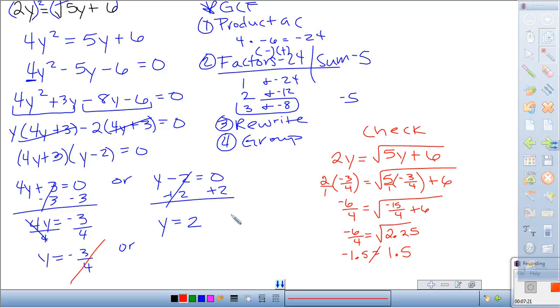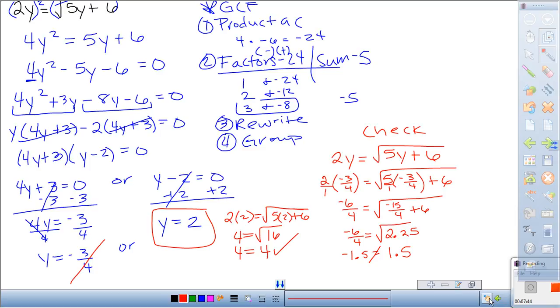Let's check 2. So I have 2 times 2 equals the square root of 5 times 2 plus 6. 2 times 2 is 4 equals 5 times 2 is 10 plus 6 is 16. The square root of 16. 4 equals the square root of 16 is 4. 4 does equal 4. So in this case, our only answer is 2.